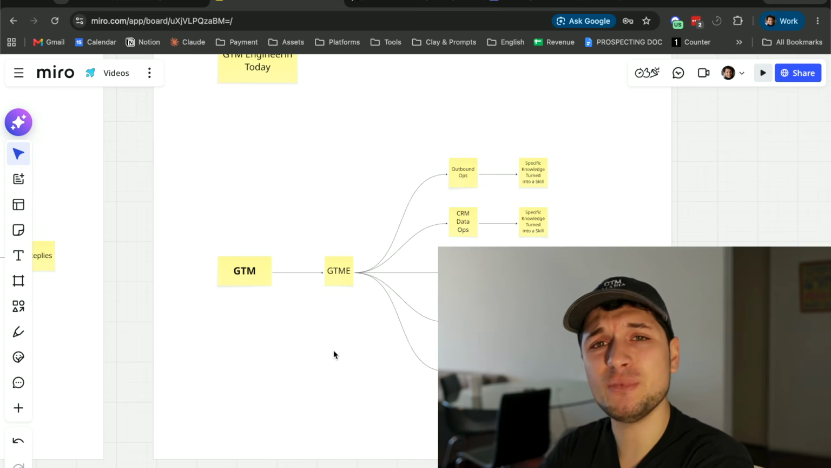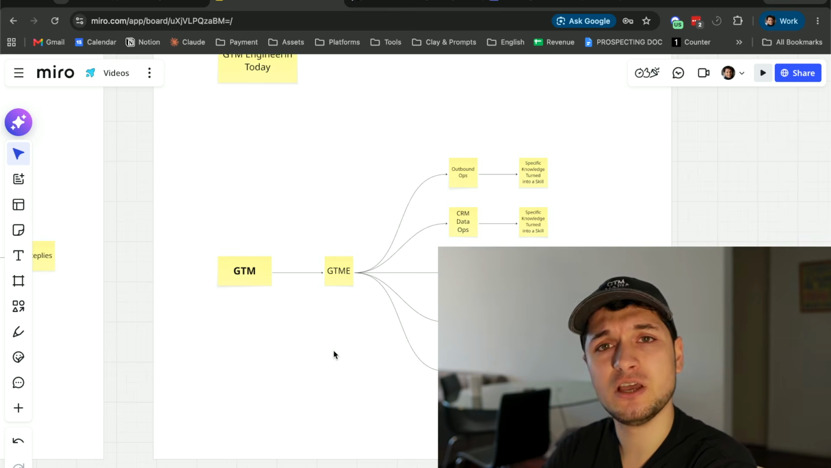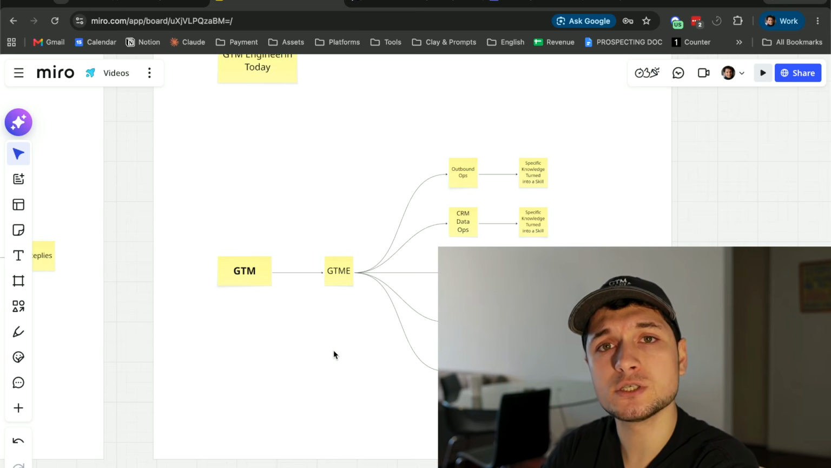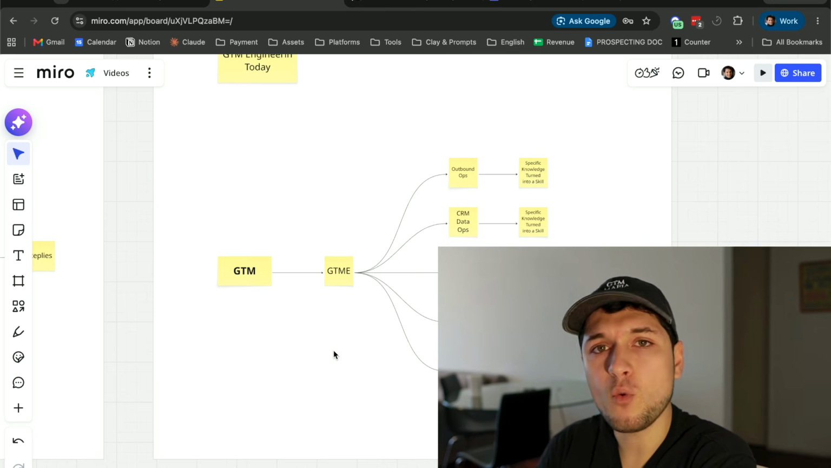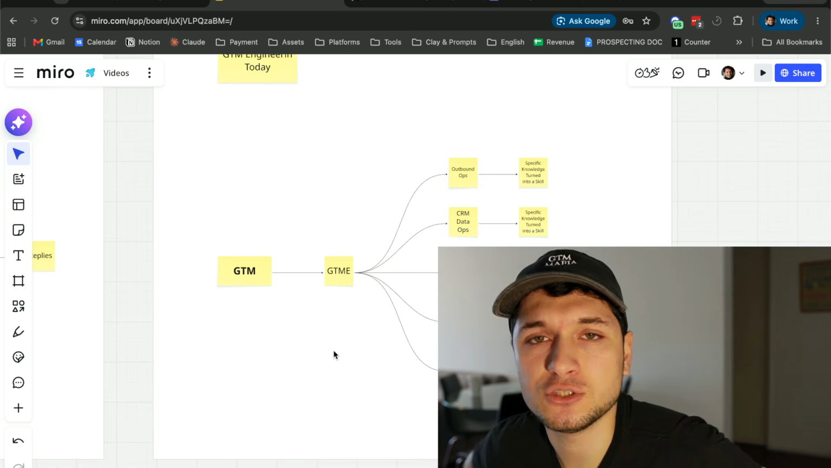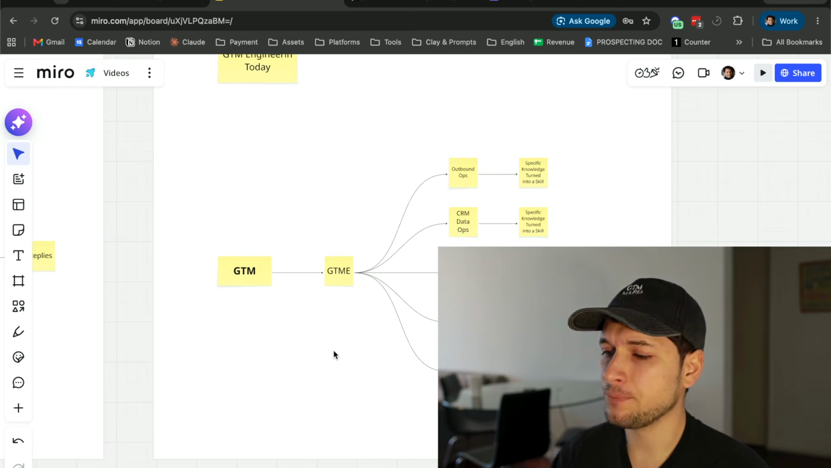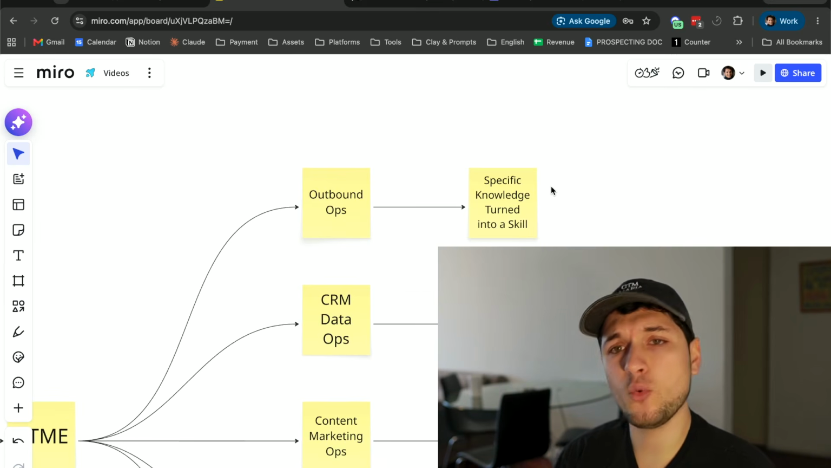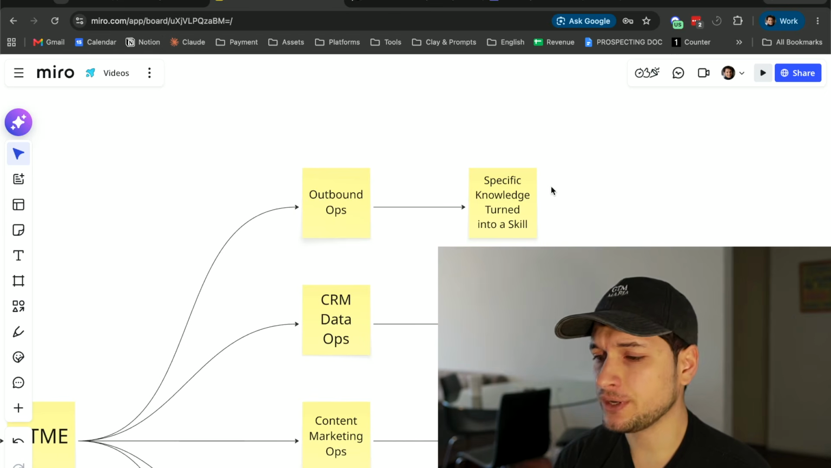I think GTM engineering is basically the evolution of the old growth marketer, and now so many different things. If you're in growth, you have to know GTM engineering, first for moving way faster. Secondly, because it's very hot and you will be in demand for companies. Okay, and let's make some examples. Outbound operations. What you can do with Claude and GTM engineering, easy.